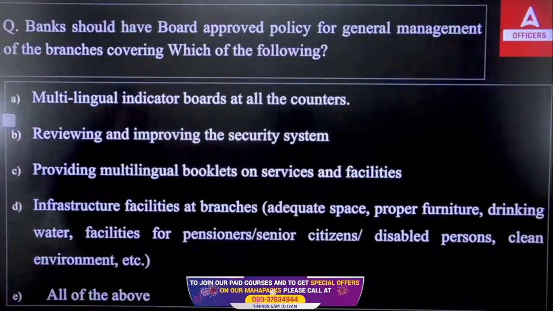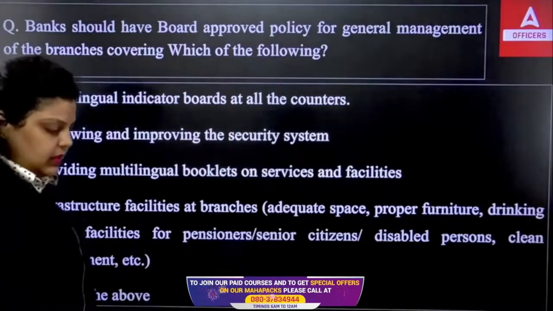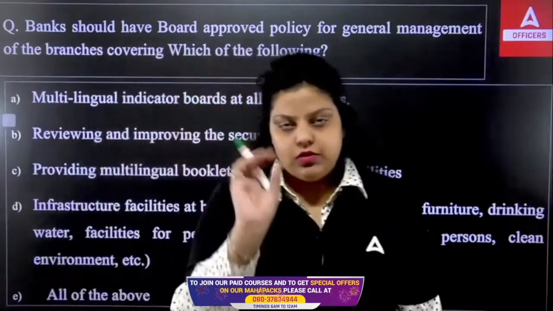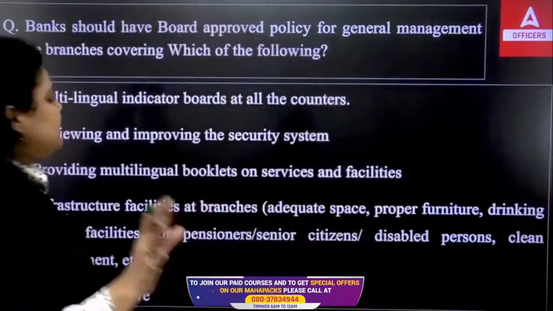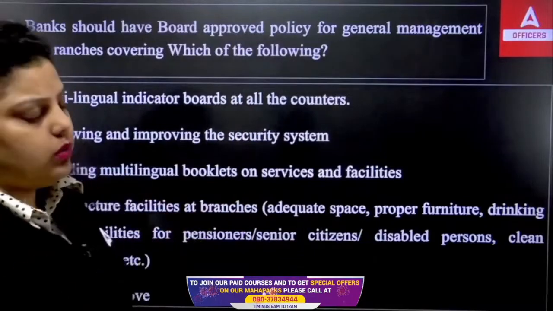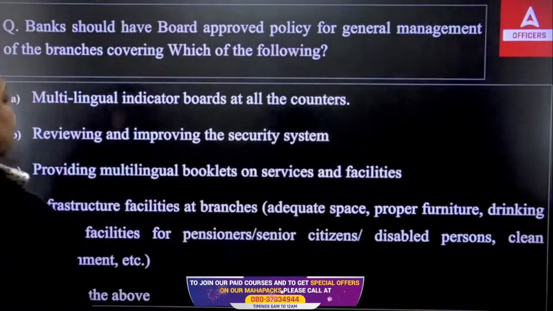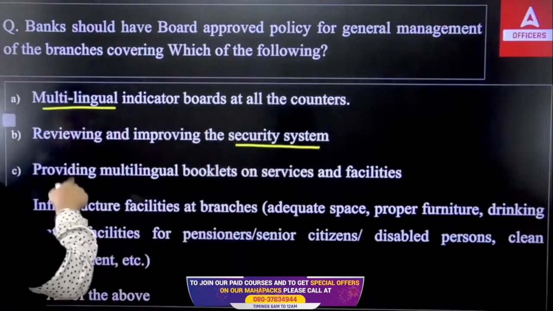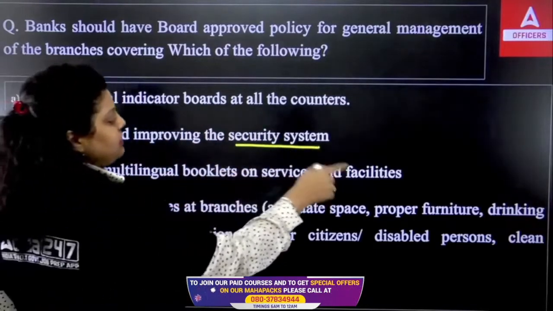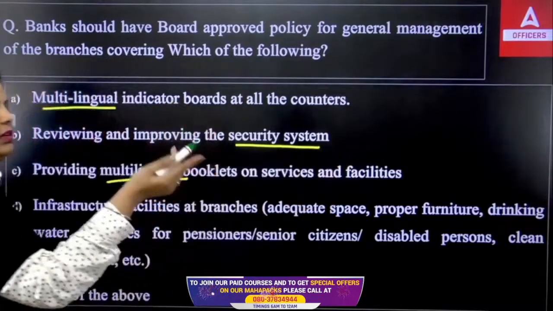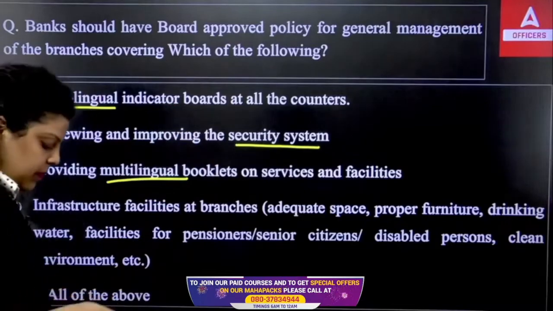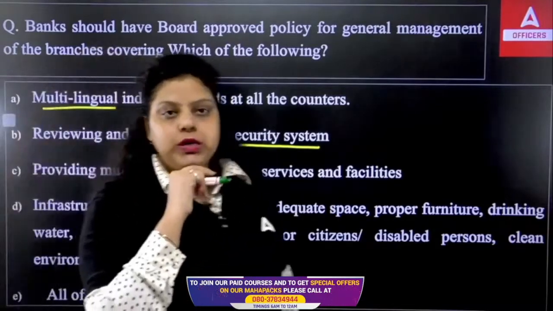First is saying multilingual indicator board at the counter, so that if the customer does not understand English, he or she can read it in Hindi. Not only Hindi, regional languages will also be there. Now, reviewing and improving the security system. Third, providing multilingual booklets on services and facilities. Obviously, multilingual means English and Hindi will be there, but you have to add the regional language there, because it may be possible that someone from Odisha is there.